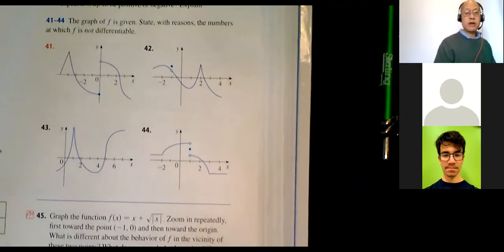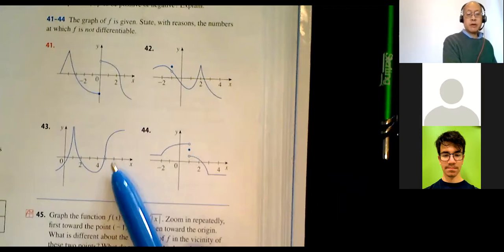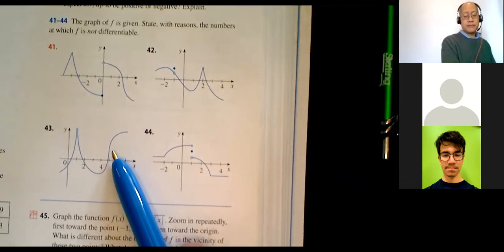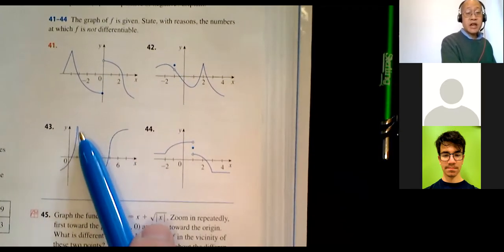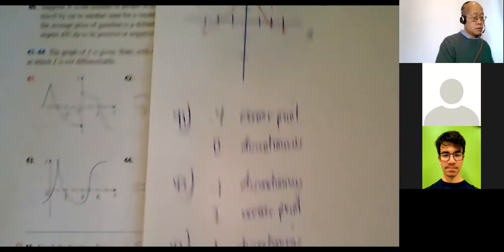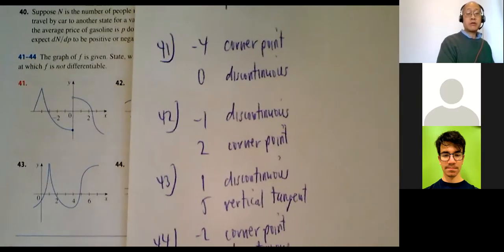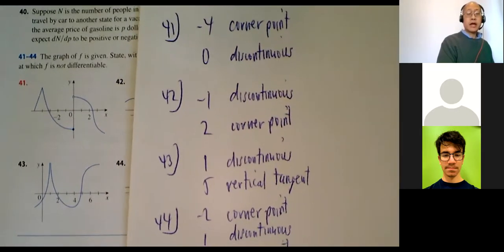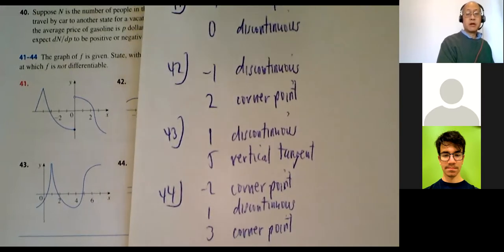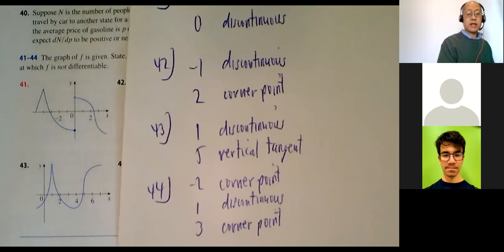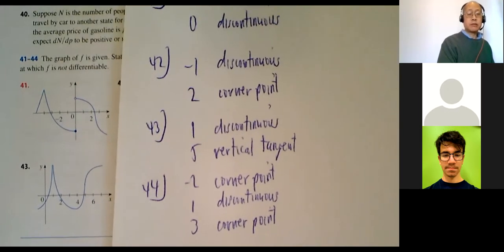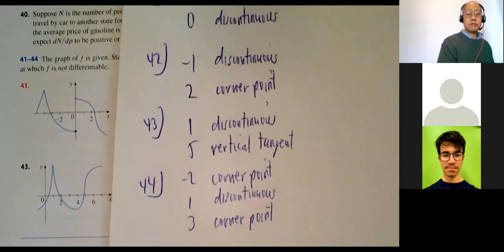And how about 43? They didn't draw it very well, I suppose, but let's assume right here there's a vertical tangent. At 5, vertical tangent, which means not differentiable there. So for 43, at x equals 1, discontinuous, and at x equals 5, vertical tangent. It may not look quite vertical, but I'm going to assume Mr. Stewart wanted that to be a vertical tangent. If it wasn't, then it would still be differentiable. Pretty big slope.